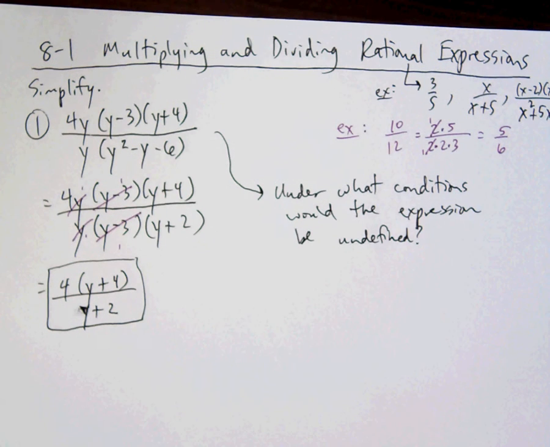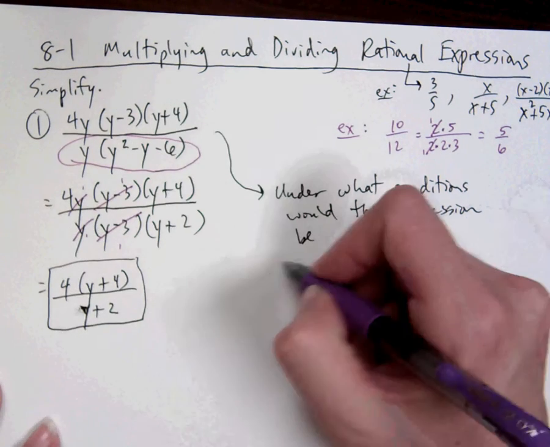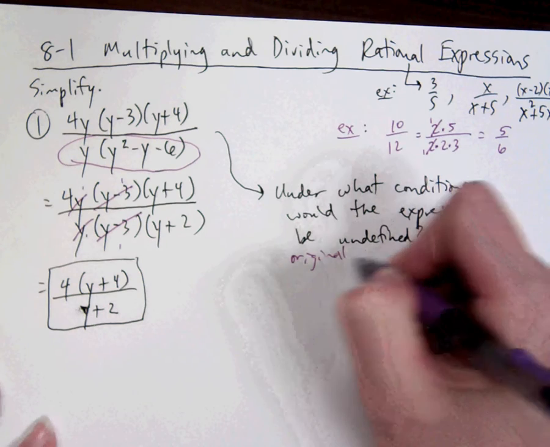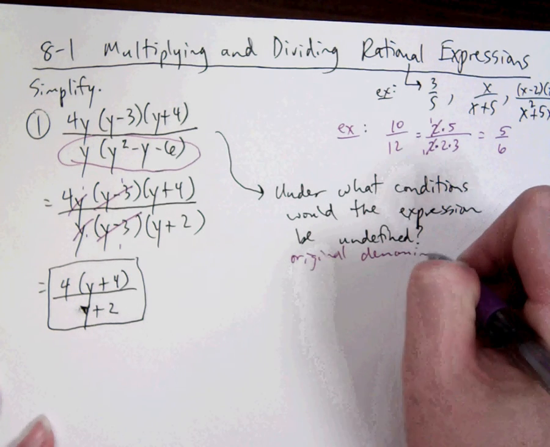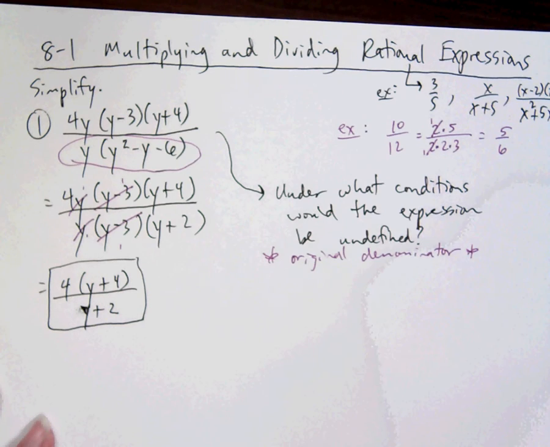Right, and the answer to that is, like we've always known, I can't have the denominator equal 0. I just can't have that. So I'm solely focusing on the original denominator, and I can't have any of that be 0. So I'm actually going to look for what would make it 0.